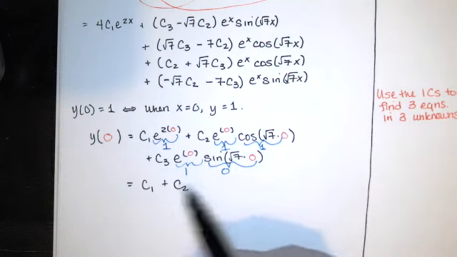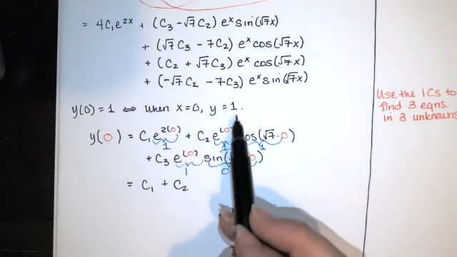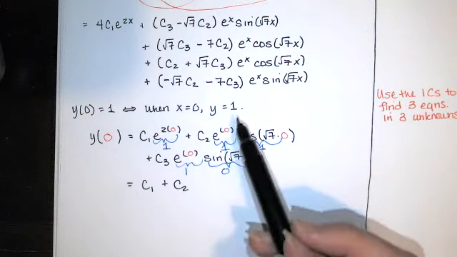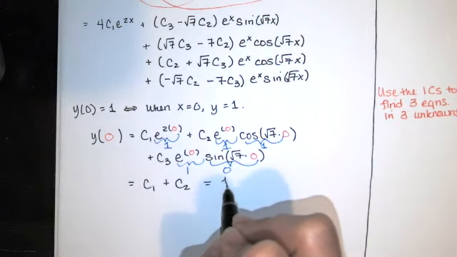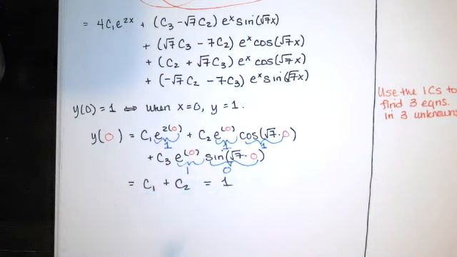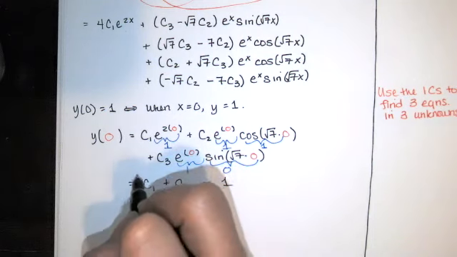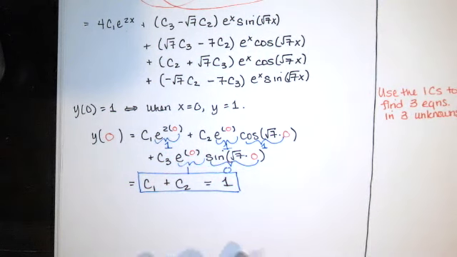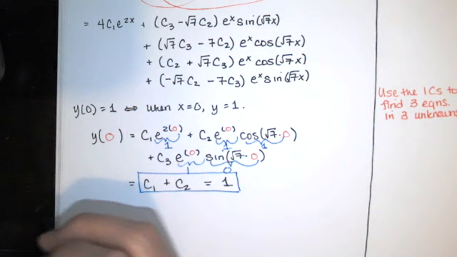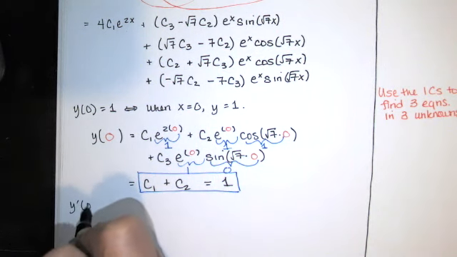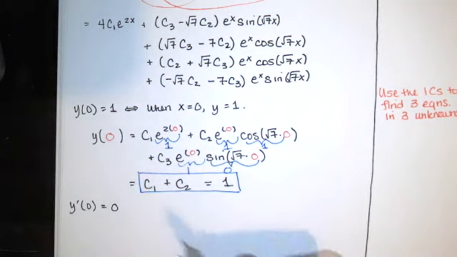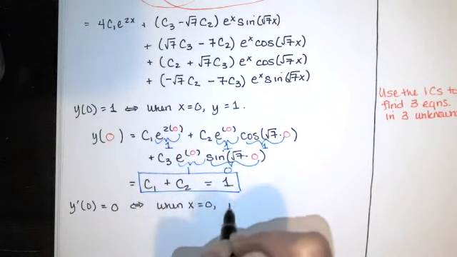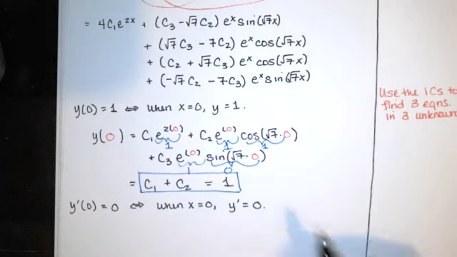This would be y of 0, no matter what the initial condition was. This time they're telling us that when x equals 0, y is equal to 1. So we know that whatever c1 and c2 are, c1 plus c2 has to equal 1. So this is our first of our 3 equations and 3 unknowns. To get the other 2 equations, we use the other 2 initial conditions. The next initial condition said that y prime of 0 is equal to 0. So that means when x is 0, y prime, that function, has to be equal to 0.